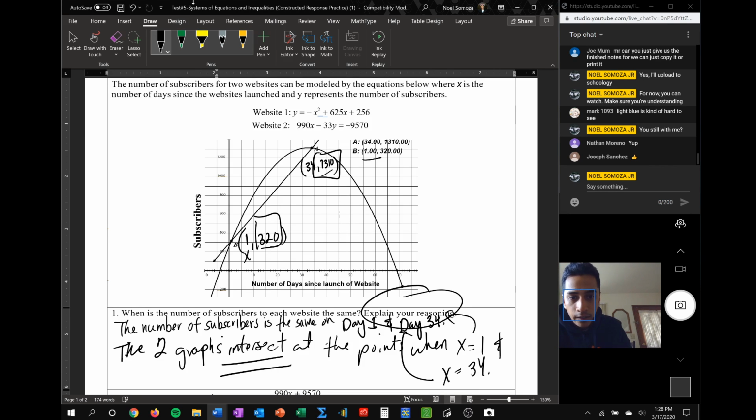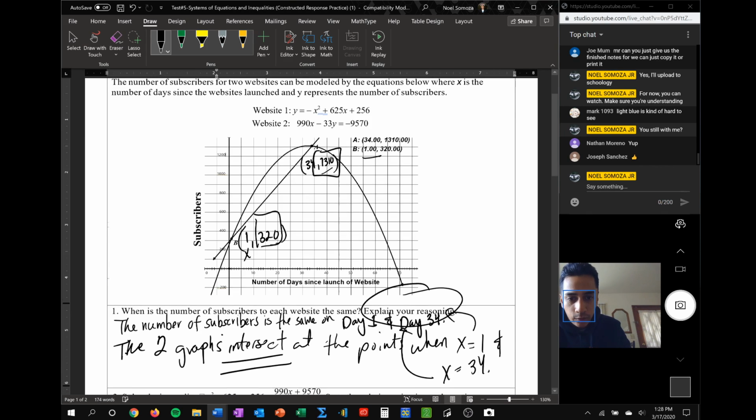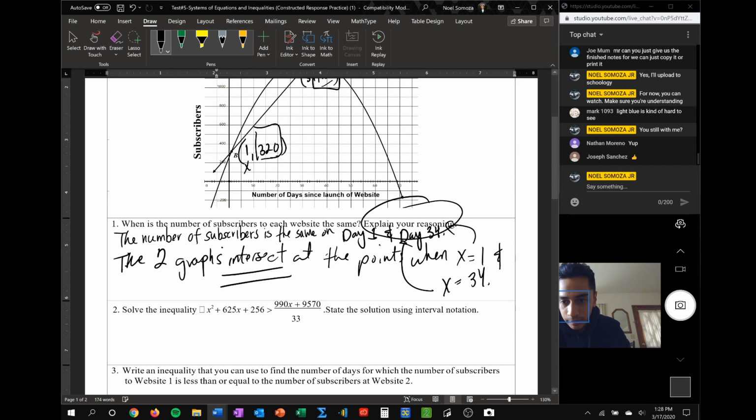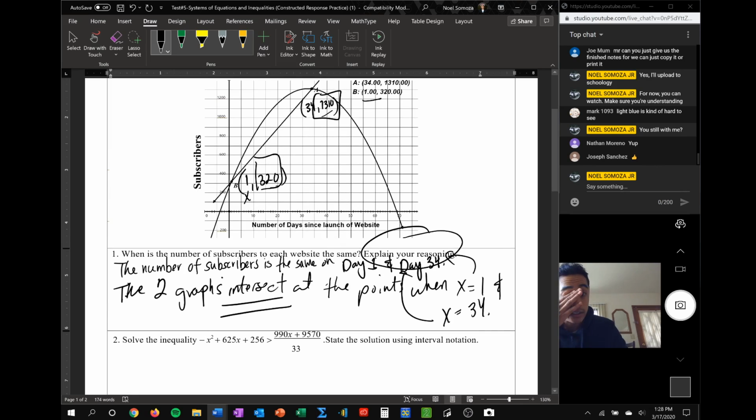Okay, next thing. Here's what you want to do for number 2. It says to solve the inequality and then to state the solution using interval notation. When you initially look at this, you probably think I've got to solve this algebraically. I have a lot of numbers, I've got a 33 in the denominator, maybe I've got to try fraction buster. You don't have to do any of that.